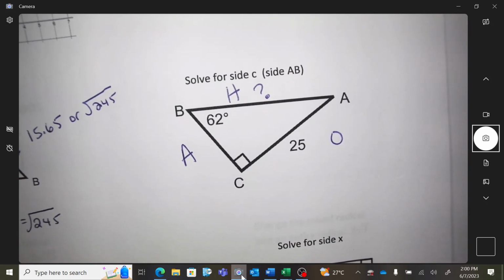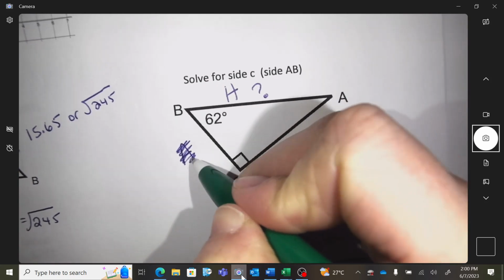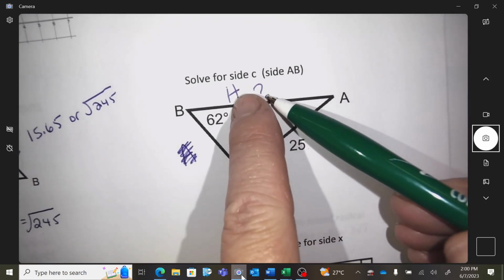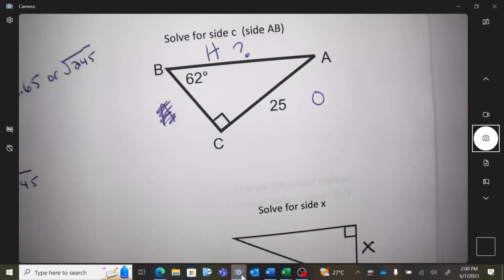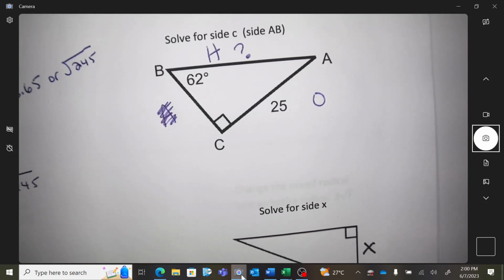Okay, do you remember those locations? Hypotenuse is always across from the 90 or the long. I don't care about which letter. Which one is irrelevant to me? This is irrelevant because I have this and I want that. Okay, which one should we pick?